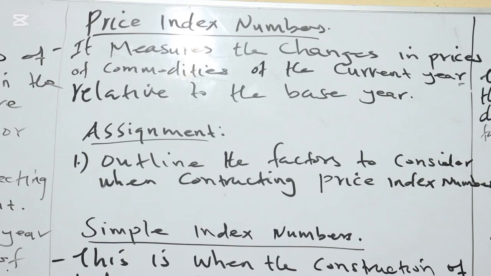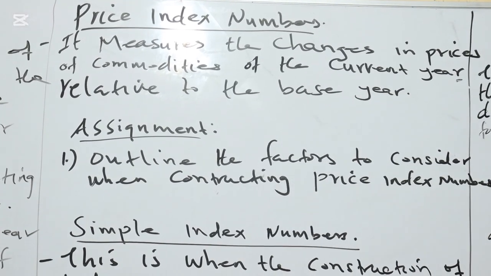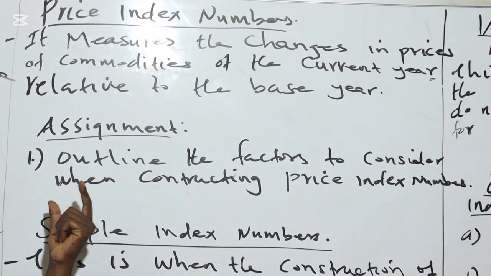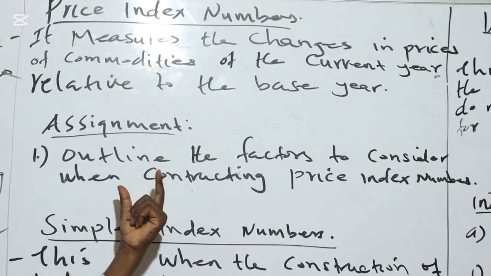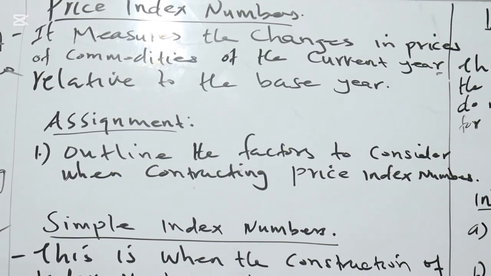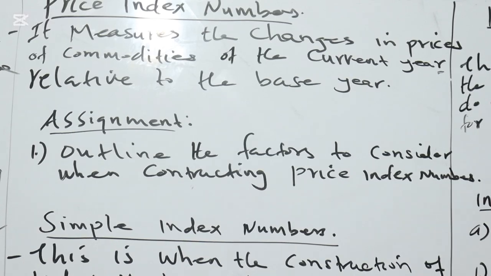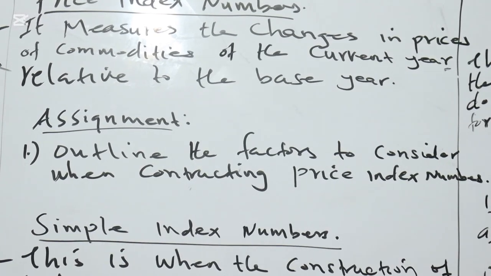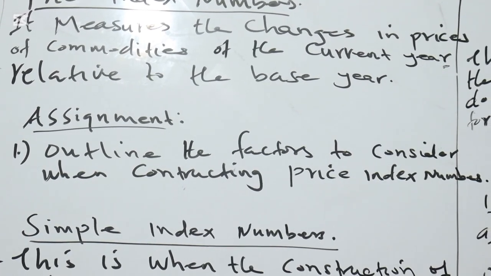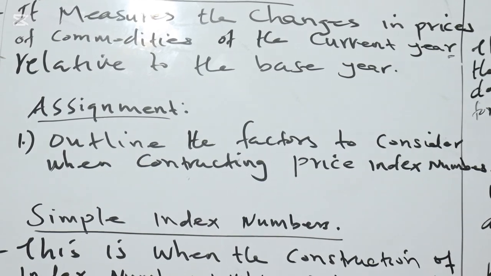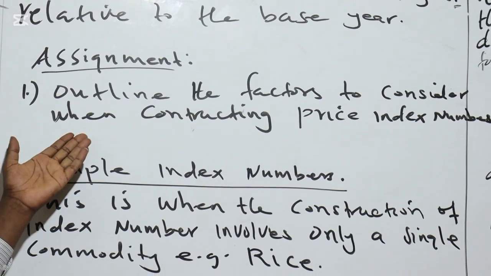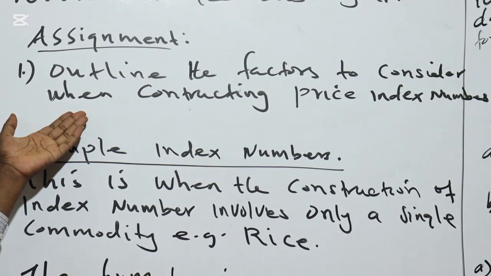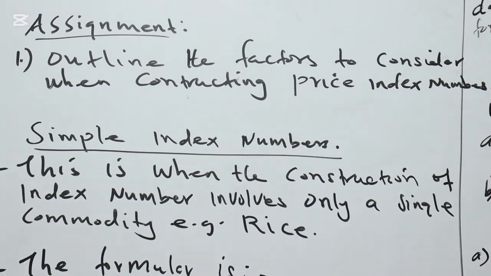So I have a small assignment for us. Let's just look at the factors. What are some of the factors you need to consider before you construct price index numbers? Factors like the price of commodities, the commodities themselves to select, the average you will use. So can you just look at those factors and try to outline them.